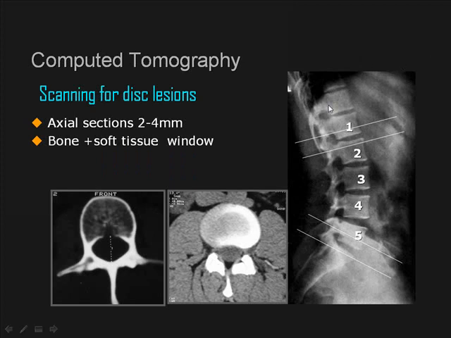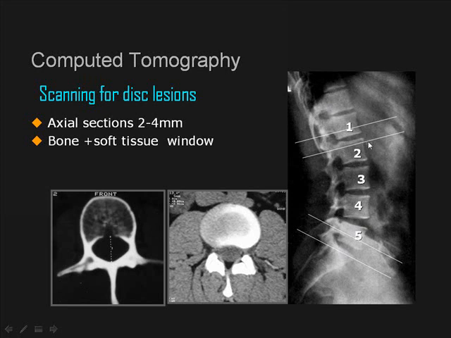Then this is the scanogram of the lumbar spine. It is just similar to the X-ray lateral view of the lumbar spine, where you can count the vertebrae. This is the sacrum, L5, L4, L3. Then you specify the region of interest. And here we are scanning for the discs.